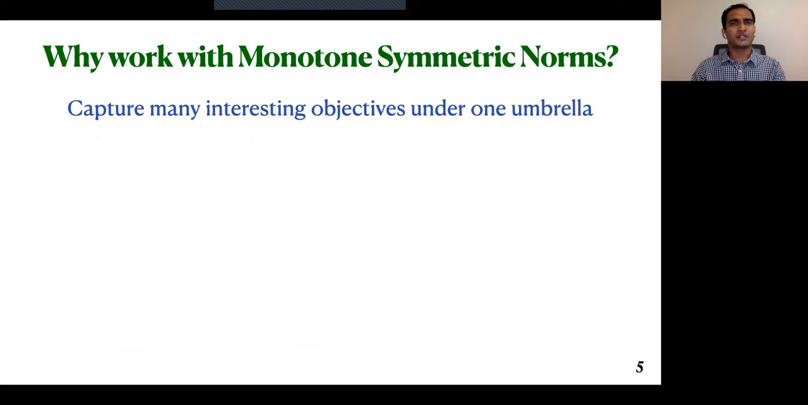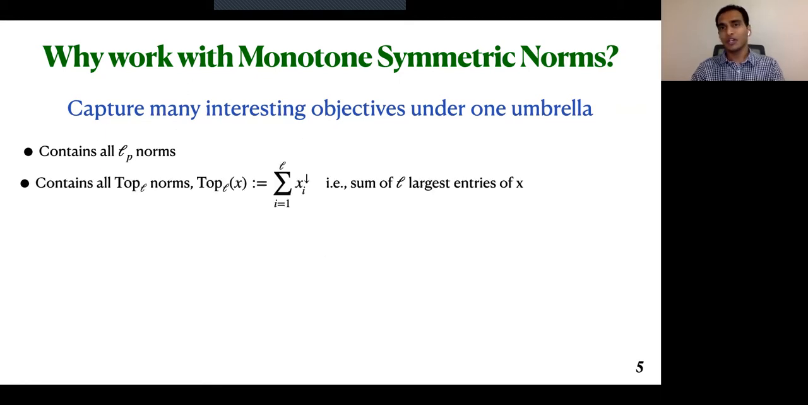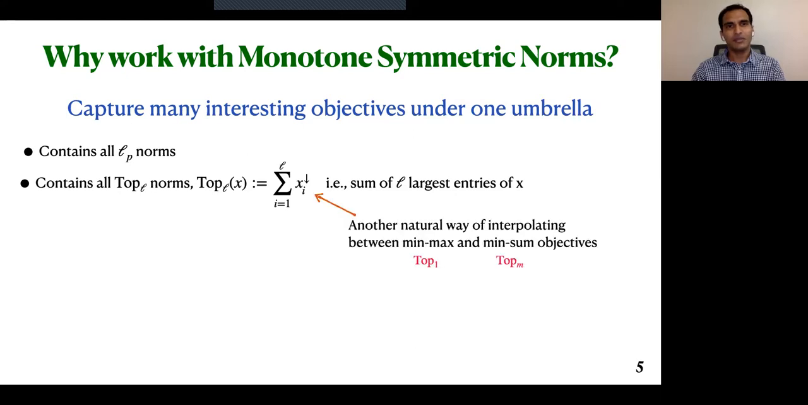Let me mention two reasons why we should work with such a wide class of objective functions. The first benefit is that we can capture a lot of interesting objectives under one umbrella. For instance, all LP norms are in this family. There's another special subfamily of monotone symmetric norms called top-L norms. The top-L norm of a vector is simply the sum of its L largest entries. As you can see, top-L norms give another natural way of interpolating between the min-max and the min-sum objectives.